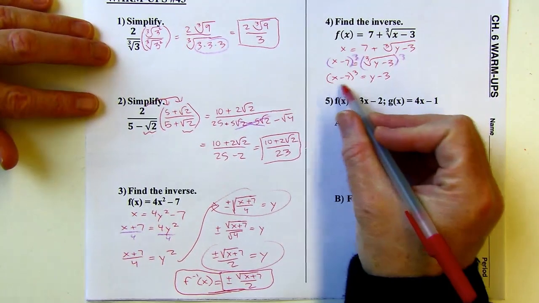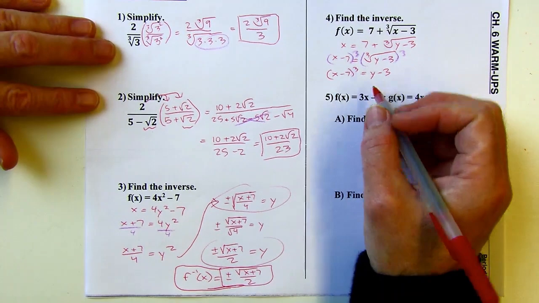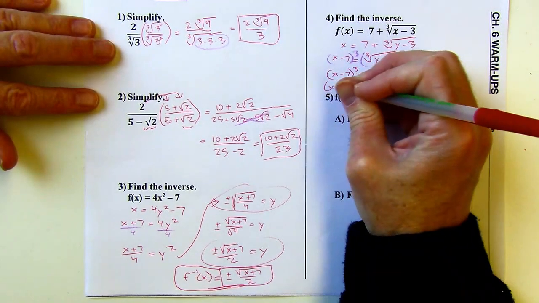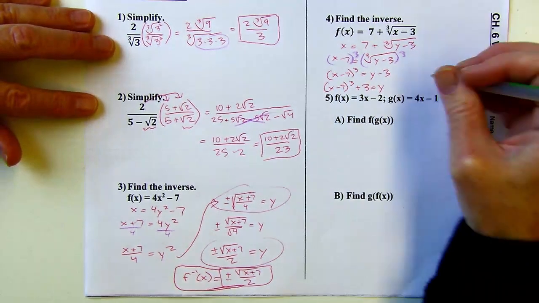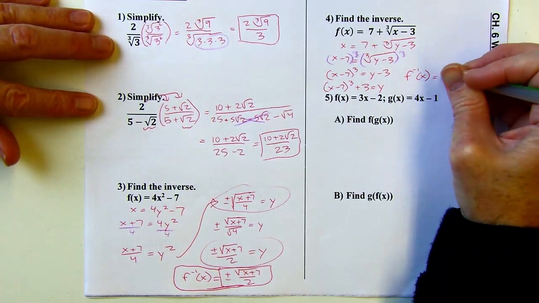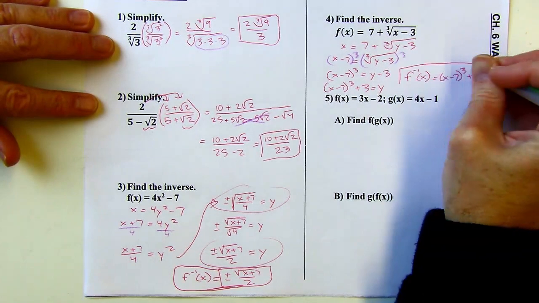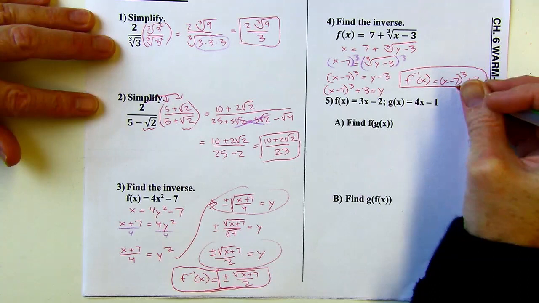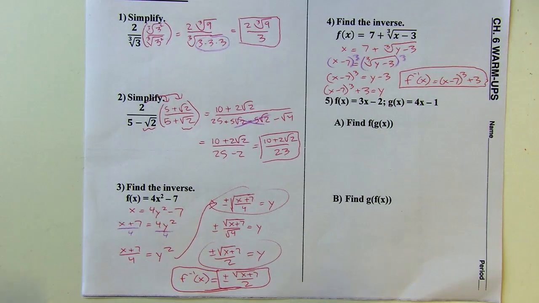You could multiply this out into a longer polynomial if you wanted to. I'm just going to leave it like this. So I've got x minus 7 to the 3rd power plus 3 equals y, and then I'll just put that back in function notation. Okay, yeah, again, you could multiply out that binomial, but I'll just leave it like so. Okay, all right, and then some function notation.